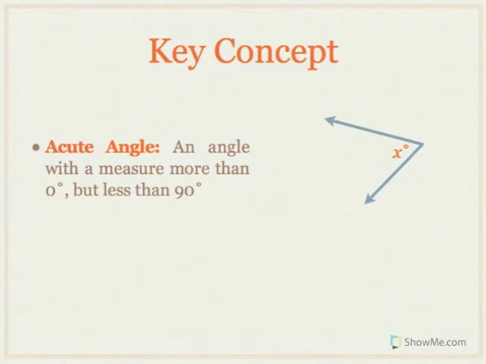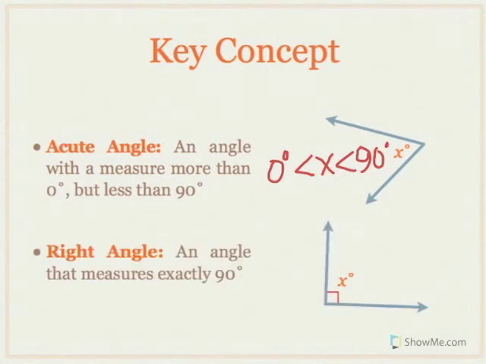Now that we know how to measure angles, we can talk about their measures and classify them. Here we have an example of an acute angle. What that means is that its measure, in this case x, has to be between 0 and 90 degrees. It cannot be 0, and it cannot be 90. 57 degrees is an acute angle. 89.75 degrees is an acute angle.